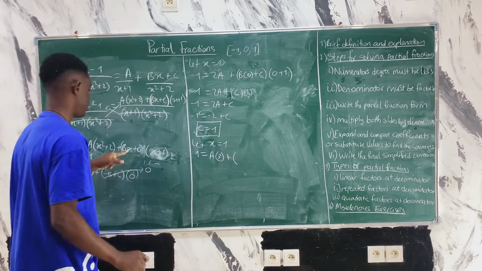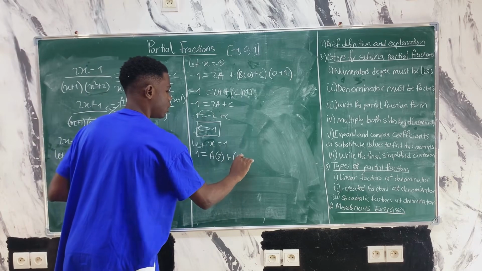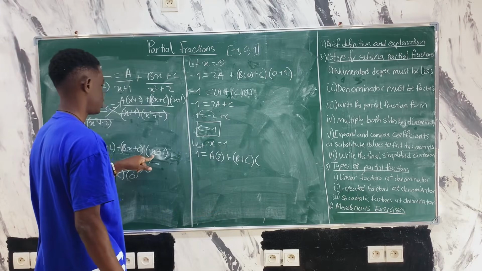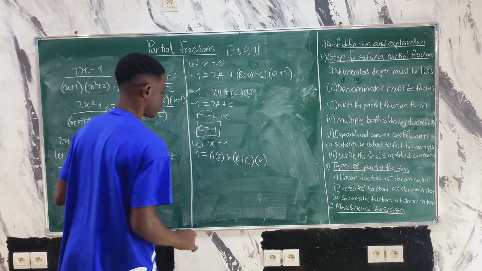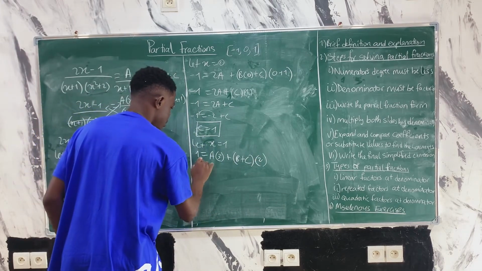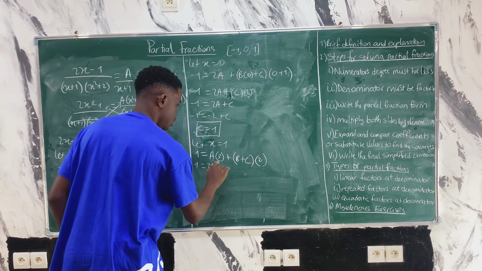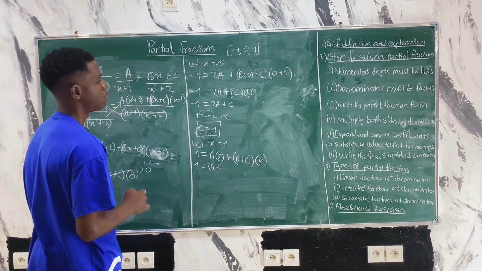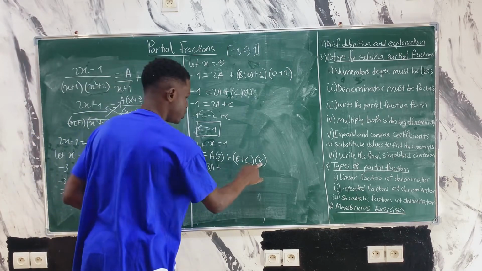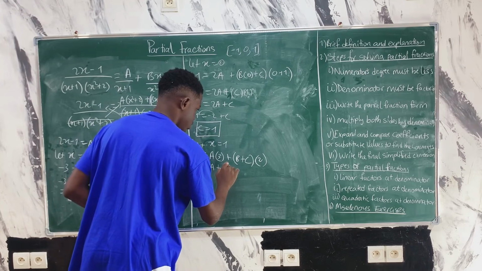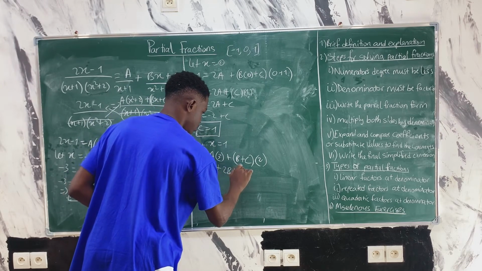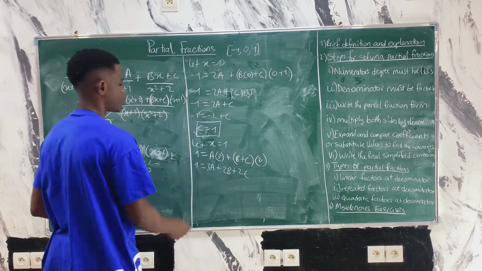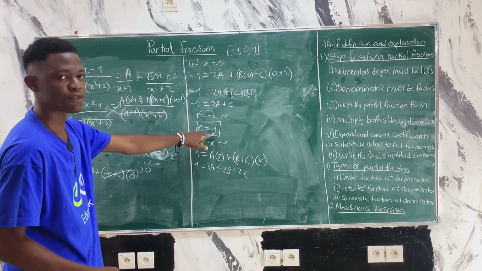Plus bracket B times 1B plus C into 1 plus 1, 2. So this is what I have. When I simplify, I have 1 is equal to 3A. 3 times A is 3A plus, if I open this bracket, I'll have 2B plus 2C. So I can leave it like this. But I already have the value.